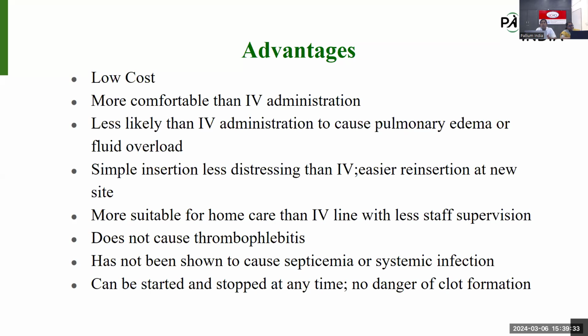And we are not touching any IV line, so there is no chance of thrombophlebitis, and it has not been shown to cause septicemia or systemic infections. It can be started and stopped at any time, with no danger of clot formation, because we are not touching any blood vessels, so there is less chance of clot formation in subcutaneous infusion. These are the main advantages.